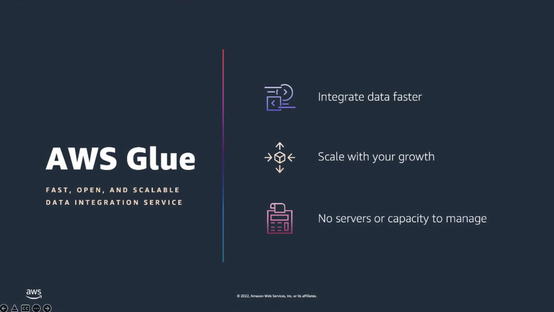So what is AWS Glue? As an overview, Glue is a fast, open, scalable integration service, as it says. We are a fully serverless data integration service built on the foundations of Apache Spark and Python. There are no servers or compute to manage. It scales as you need it, and you pay for what you use.